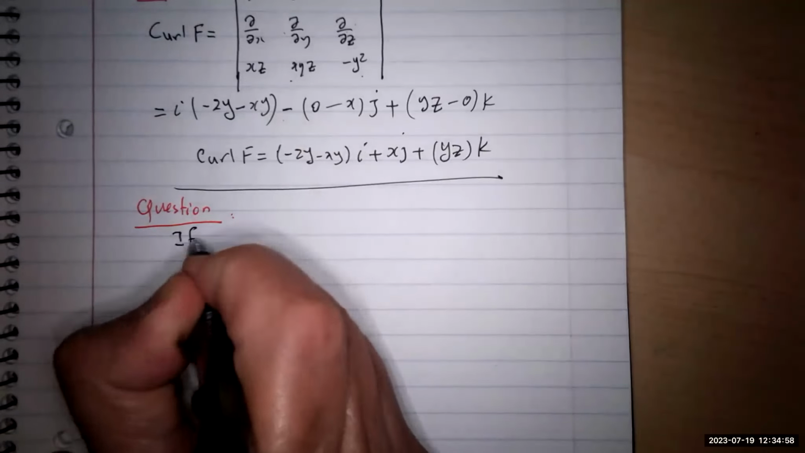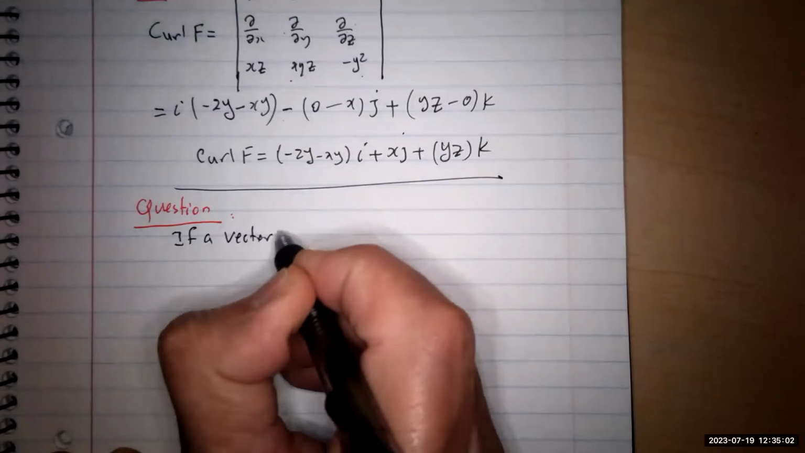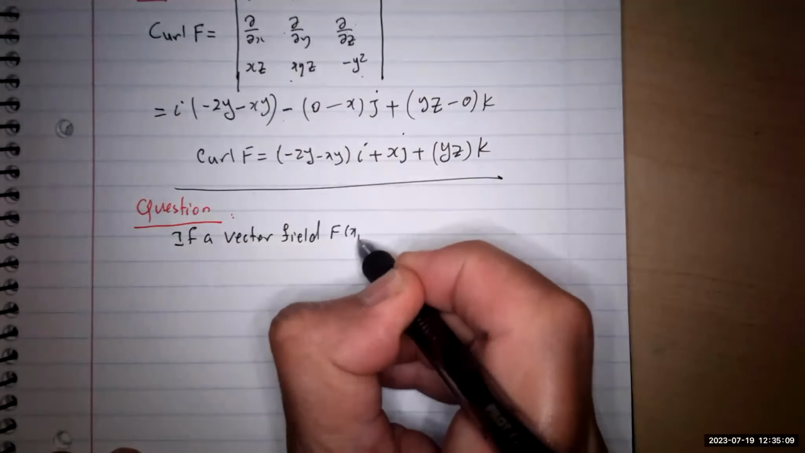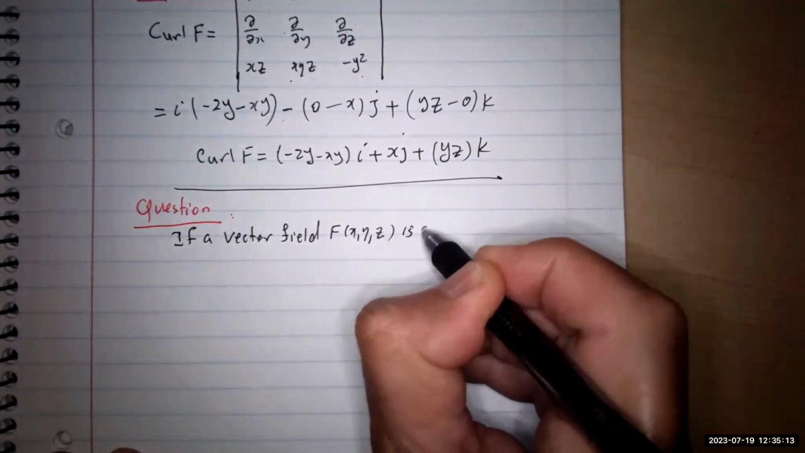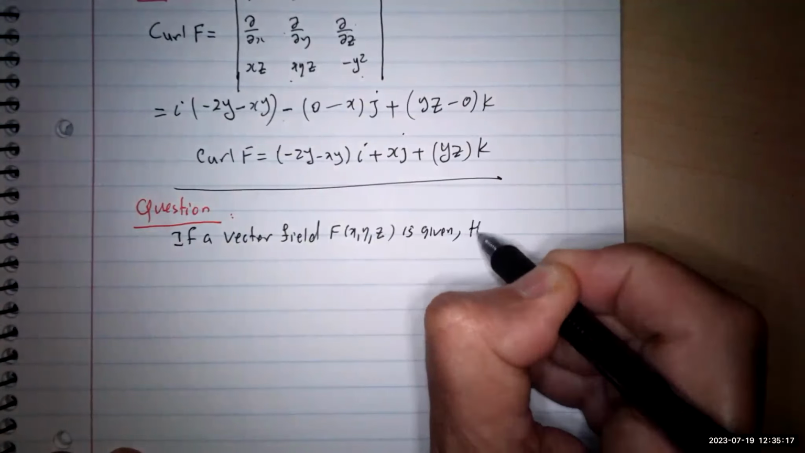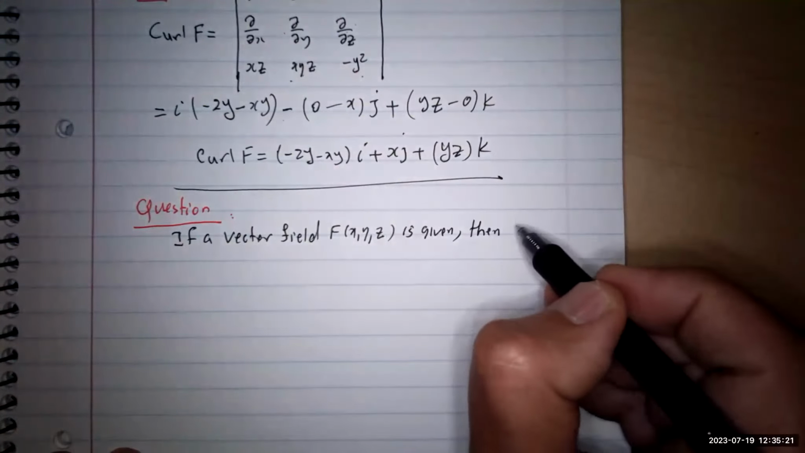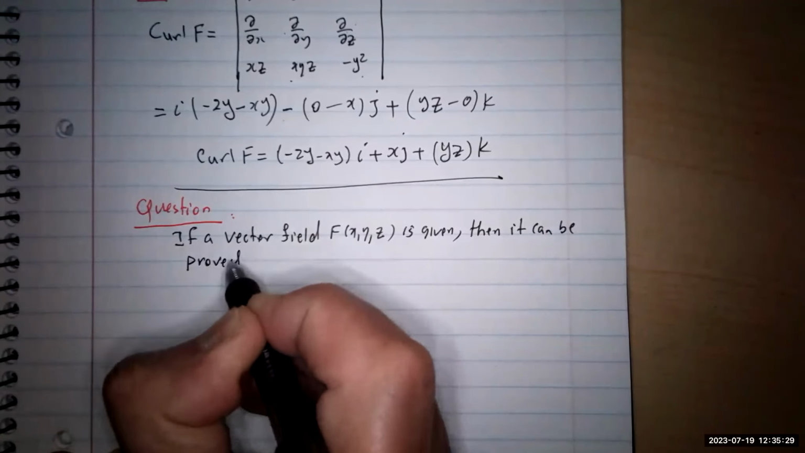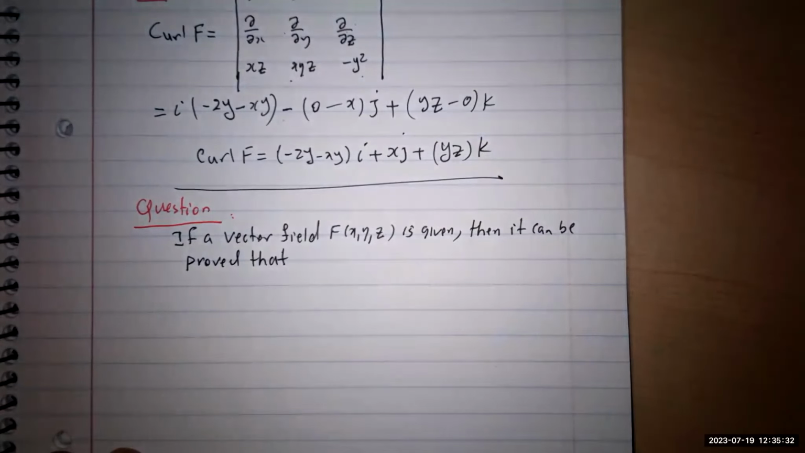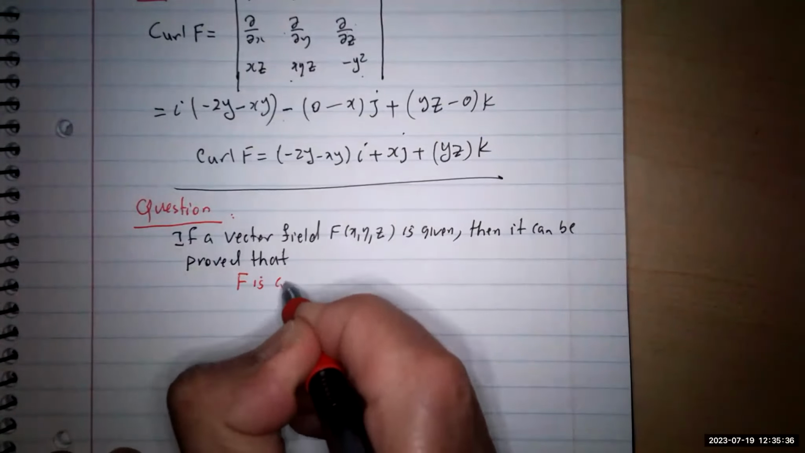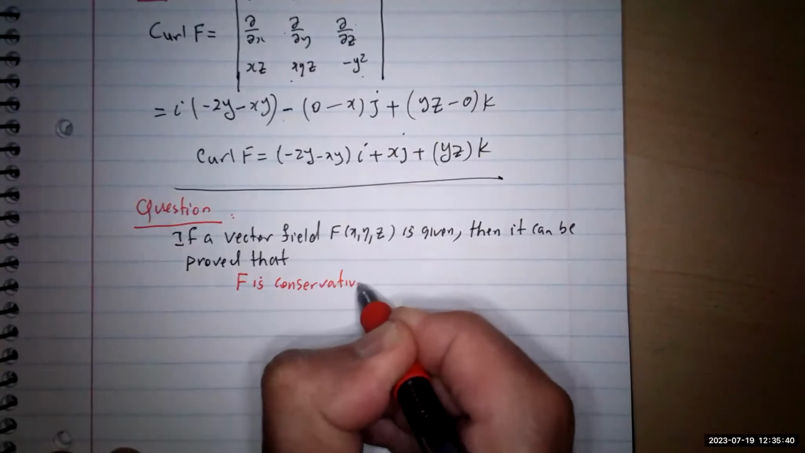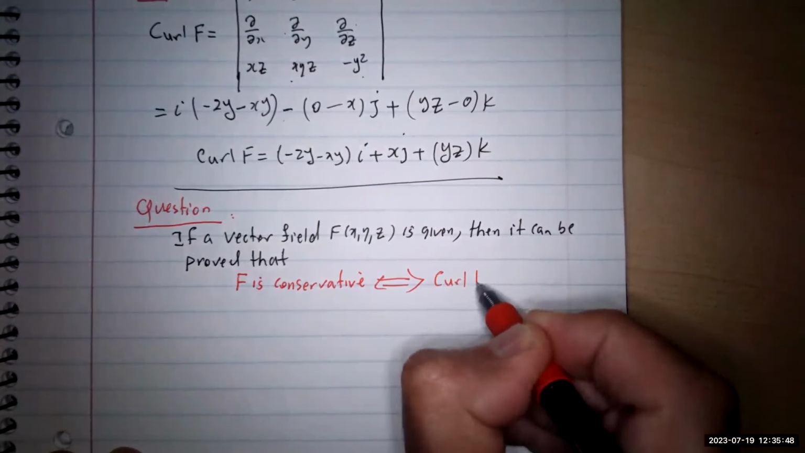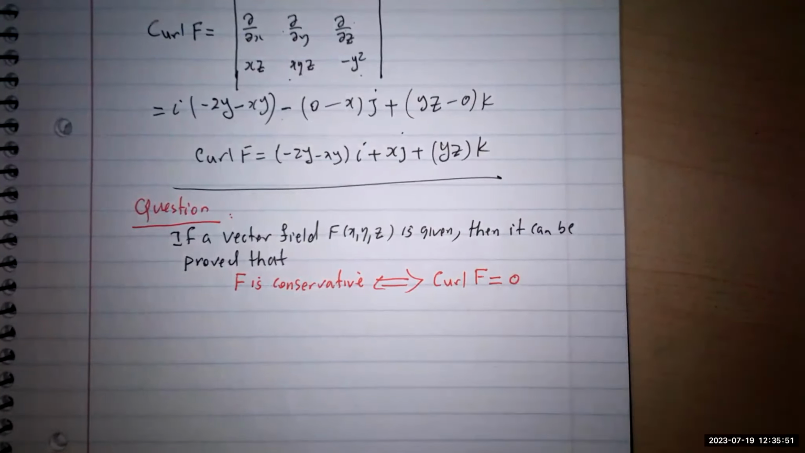So if a vector field F of x, y, z is given, then it can be proved that F is conservative if and only if the curl of F is equal to 0. We can prove it for you.